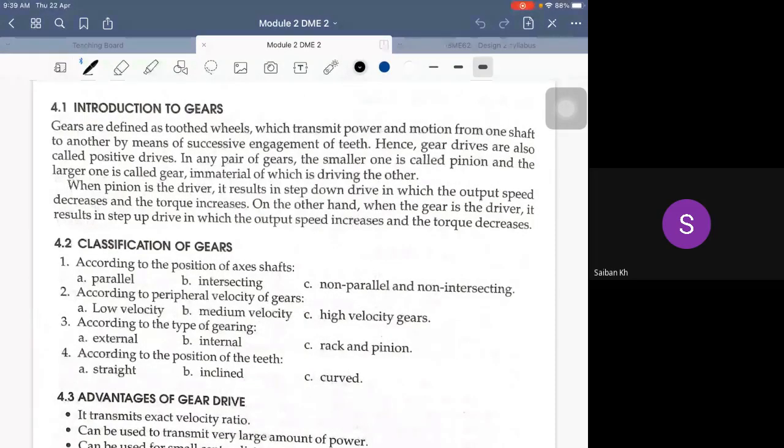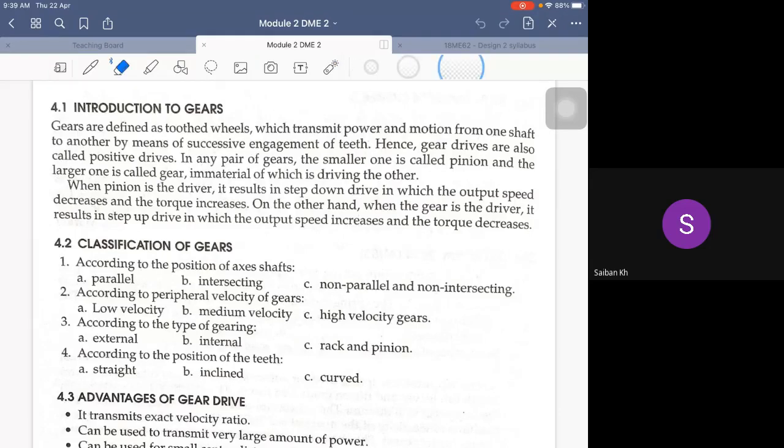Introduction to gears. A gear is defined as a toothed wheel which transmits the power of motion from one shaft to another shaft with the successive engagement of teeth. You know this, there will be teeth at both the ends. So one tooth will push the other tooth, thereby causing continuous motion. Hence gear drives are called positive drives. In any pair of gears, the smaller one is called a pinion and the larger one is called a gear. So this particular point here is very important.